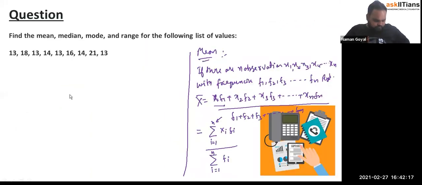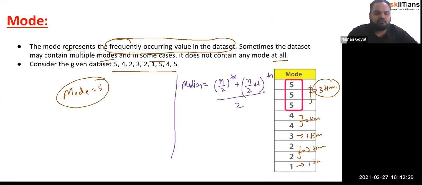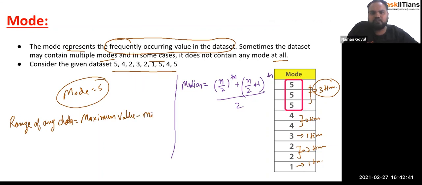Now we are going to do some questions. So the first question is: find the median, mean, mode and range. And now the last thing is what? Range. Range of any data is what? Maximum value minus minimum value. Simple as that. So if I want to find out the range of this data, maximum is 5 and minimum is 1. So the range is 4.